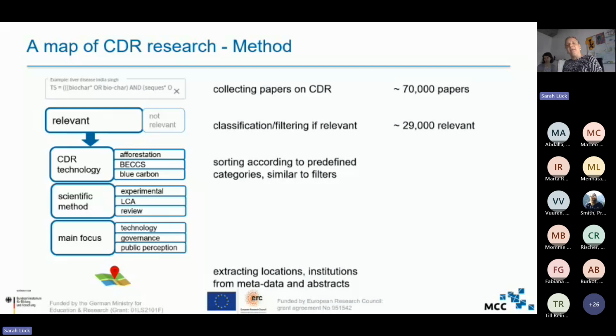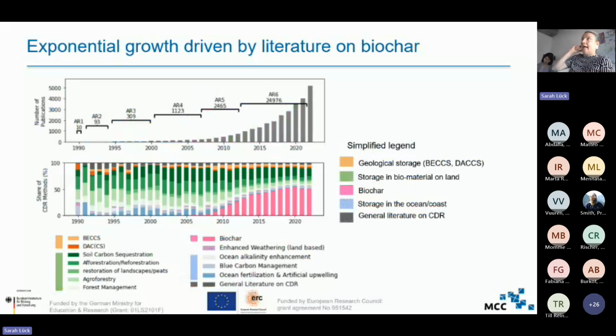Okay, now that we collected as much data as we could on our 29,000 documents on CDR, we now look at the data. What does it tell us? What is this CDR map about? First we see that CDR research does grow massively, and in fact it grows faster than the climate change literature as a whole.